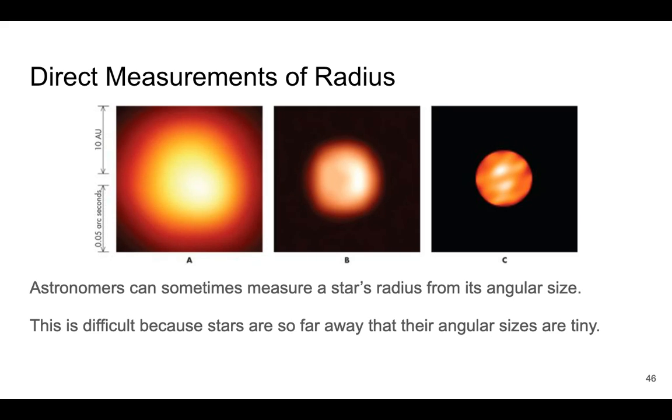This only works with stars like Betelgeuse, which is enormous, much bigger than the sun, and it happens to be very close. So yeah, you can actually measure it kind of directly. Just point your telescope at it and measure it. So how do we do that?